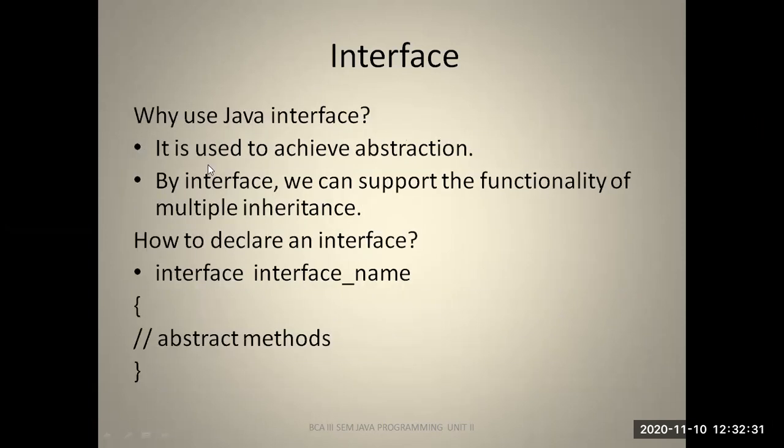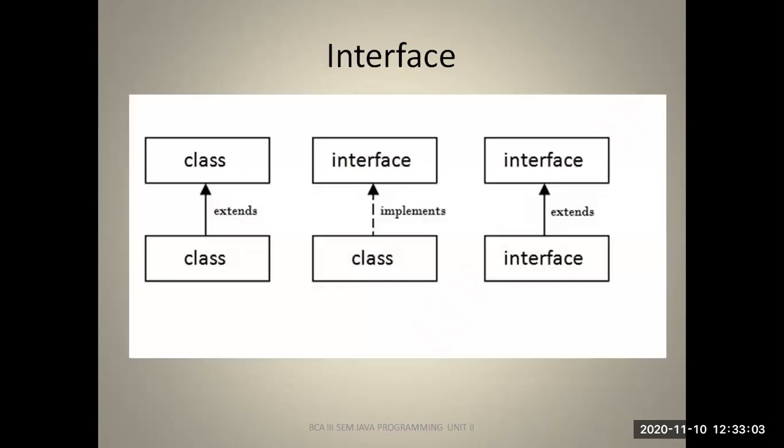Next, why do we need to use interfaces? It is used to achieve abstraction, and by interface we can support the functionality of multiple inheritance. I will be discussing that in the coming topic, multiple inheritance, and how we can achieve it. So how to declare an interface: the interface keyword will be there, followed by the interface name, and it will contain abstract methods. So this is part of the usage of interface as well as the declaration of interface.